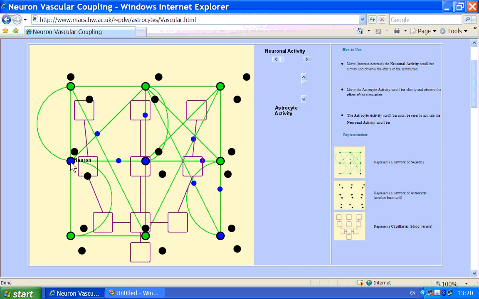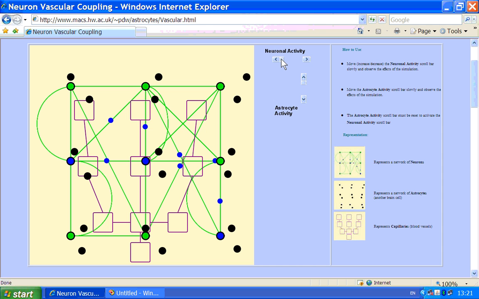The neurons, on the other hand, are part of feedback loops. This neuron might signal to this neuron, signals to this neuron, and this neuron might signal back to the original neuron. Neurons can have feedback, but the blood vessels always form a tree structure.